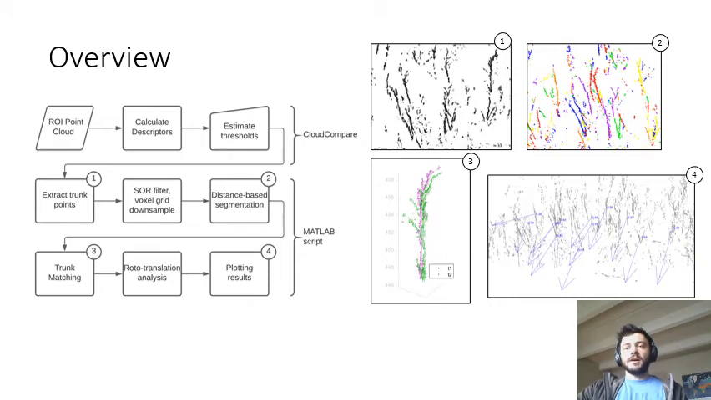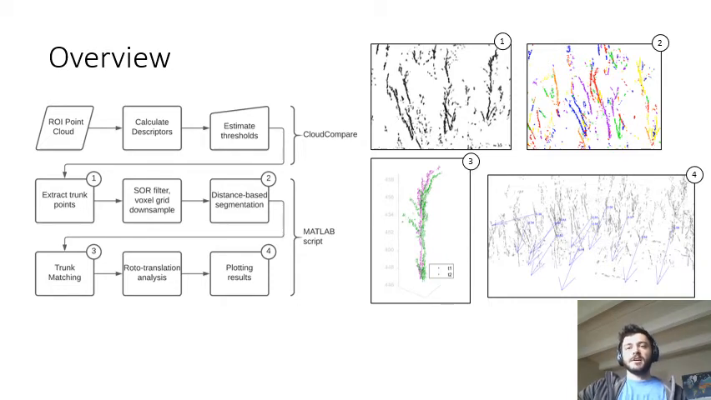First of all, the point cloud from the terrestrial LiDAR scanner is classified to remove things that are not tree trunks. So that's illustrated in this first image here. Next, we cluster individual tree trunks so that we know one tree trunk from the next tree trunk.